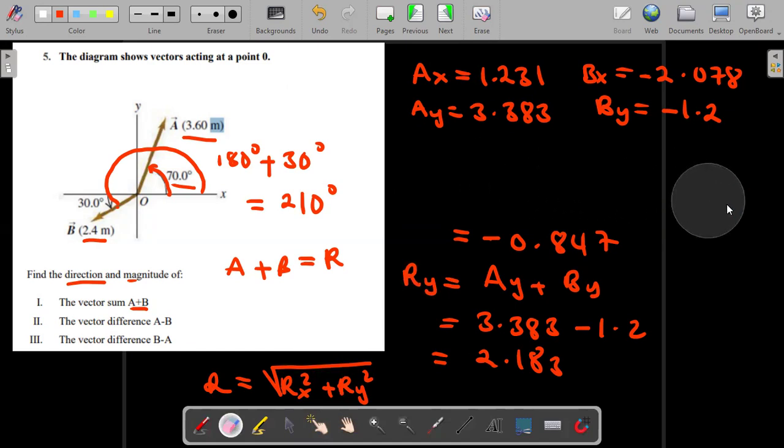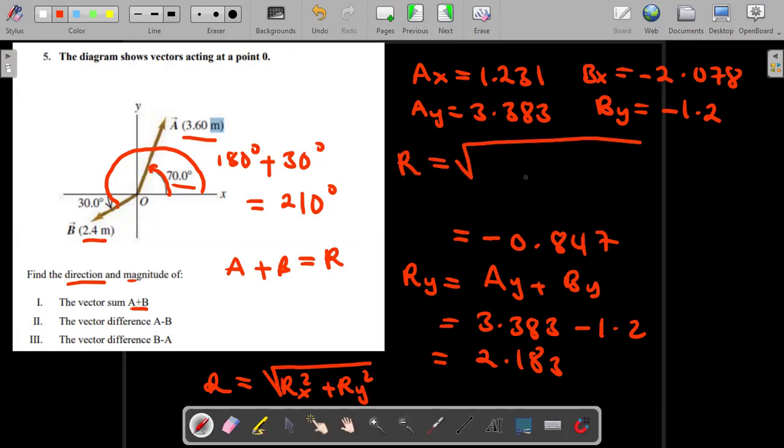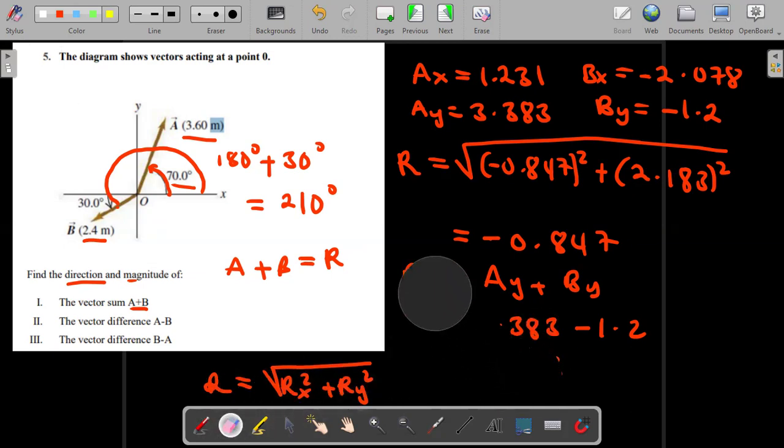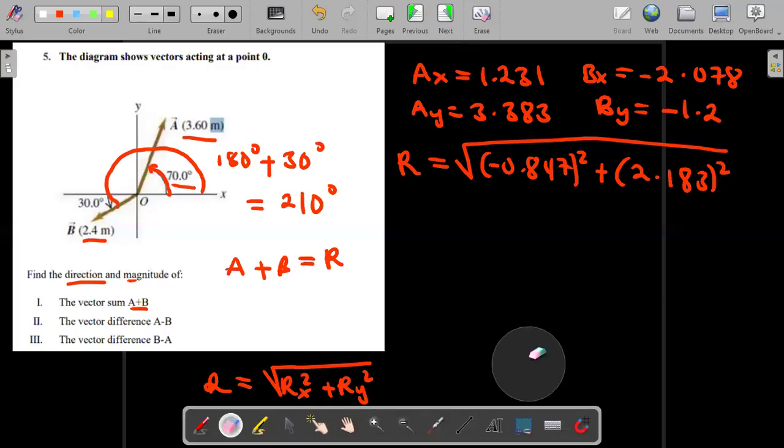So now, having that, our R is going to be, we can replace there. The first part, negative 0.847, then squared, plus I can add the other one, which is here down, 2.183, then I square that. So now let me erase this part down so that we have space to clean that up.